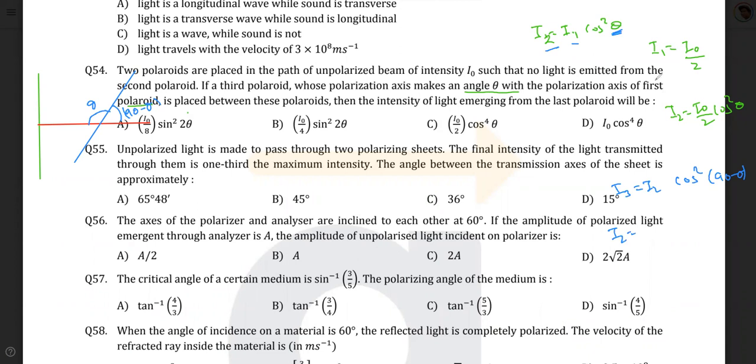I3 is equal to I2. Should I put this I2 value? I0 by 2, right? Into, tell me, cos square theta into sin square theta. Right. So if I multiply and divide by 4, what will come? I3 is I0 by 8 into sin square 2 theta, since sin theta cos theta whole square is sin square 2 theta. That is a similar problem. We did a similar problem.